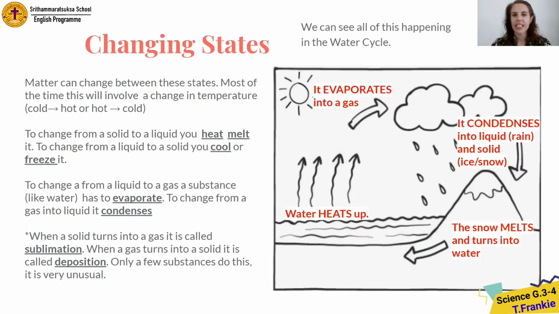When matter changes from one state to the next, it is usually because of the temperature. If it gets hotter or colder, okay, to change from a solid to a liquid, you need to heat or melt it. To change a liquid into a solid, you need to cool it or freeze it. To change from a liquid into a gas, a substance needs to evaporate. And to change from a gas into a liquid, we say it condenses. Heat, melt, cool, freeze, evaporate, condense.